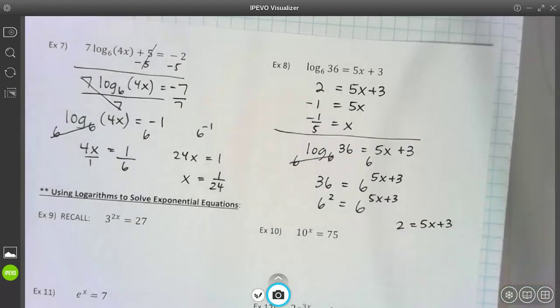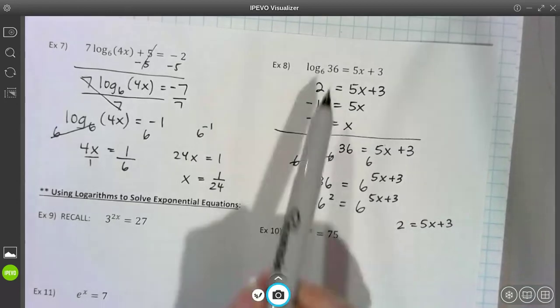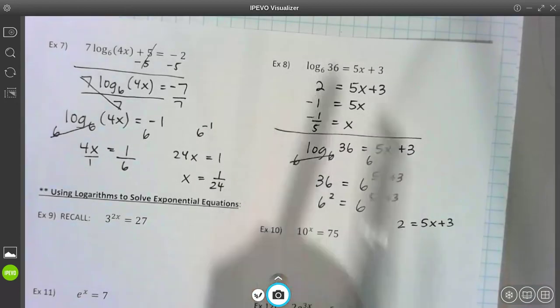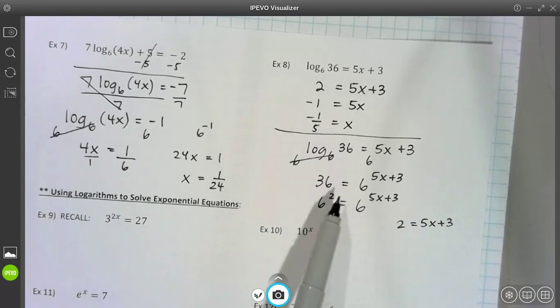So even if you didn't recognize that you know the answer to log base 6 of 36, you could still go through the motions and solve the equation by basing both sides.